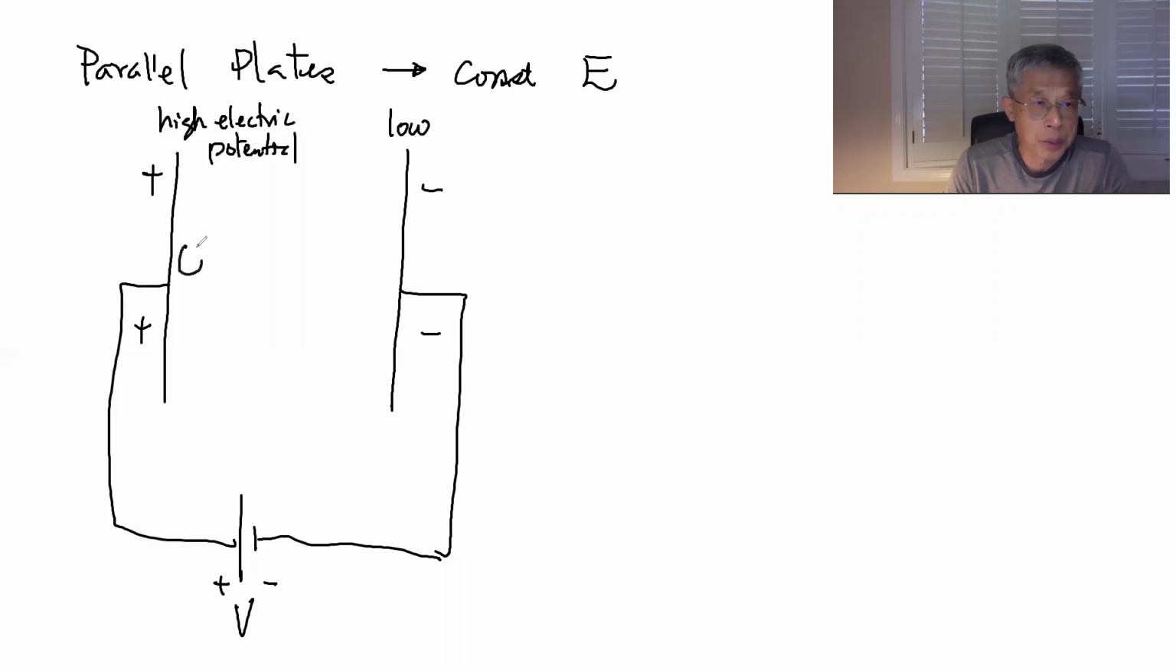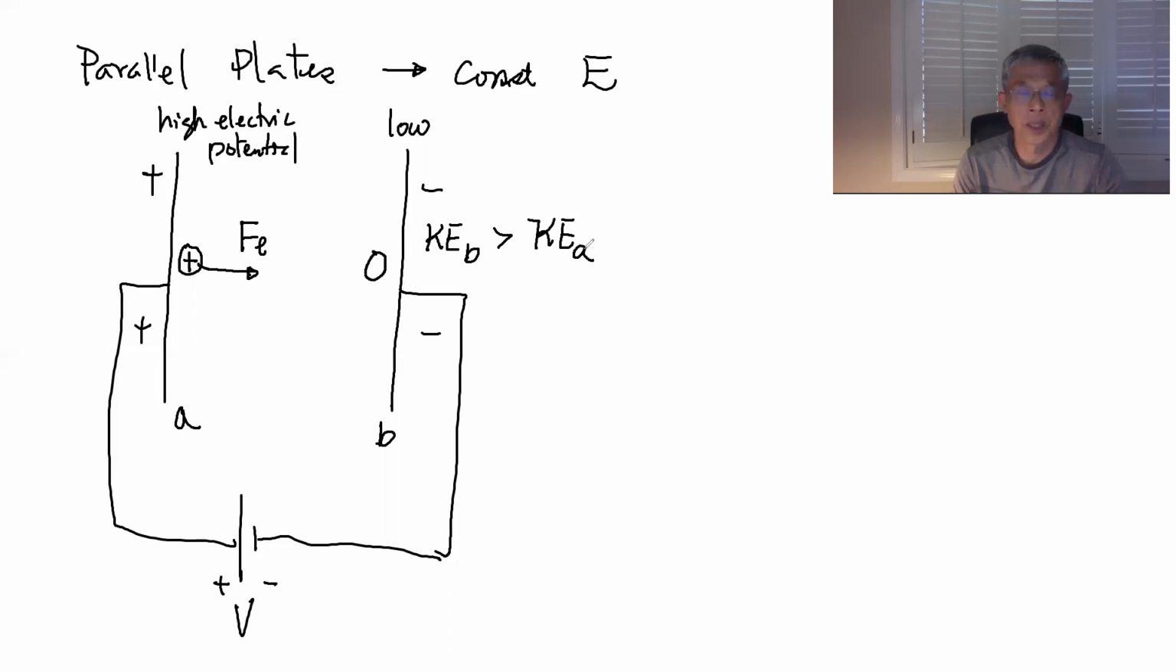Let's say we start with a charge, and it's plus, it's Q. In this case, the electric force FE will be going to the right, according to the plus and minus. If we just let go, then once it gets here, the kinetic energy would increase, right? I'm going to call this side B and that side A. So kinetic energy at B is going to be larger than kinetic energy at A.